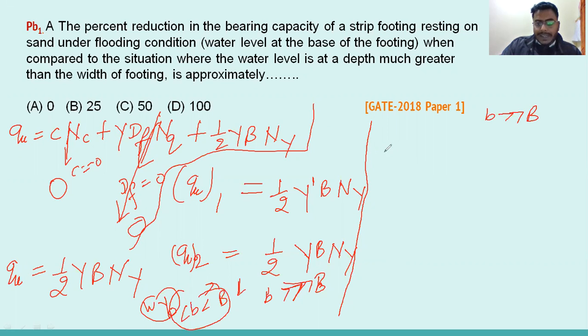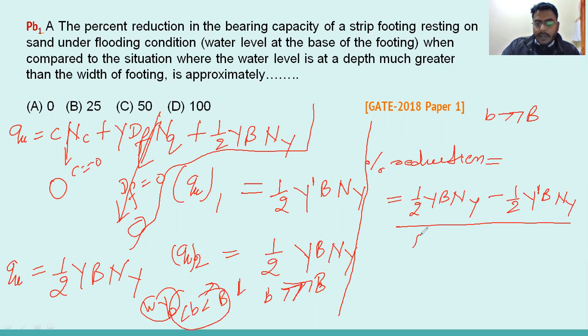So now we can go for the percentage reduction. We can write half gamma B N gamma minus half gamma submerged B N gamma, and for the percentage reduction we have to divide by half gamma B N gamma. You can take half B N gamma common, and then what remains is gamma minus gamma submerged divided by gamma. So we get this one.